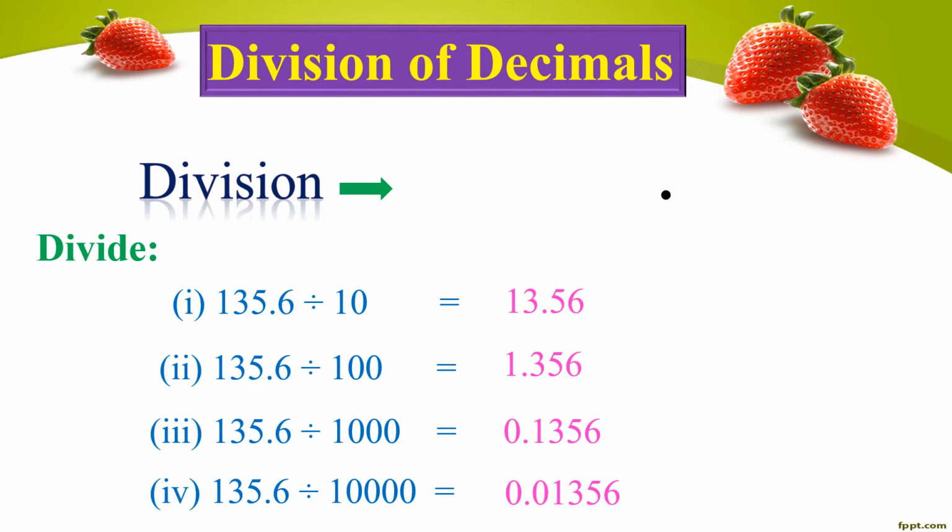Okay, students. For division, you have studied in the sums that we have to move the decimal point to the left. You have to keep it in mind. For division, we have to move the decimal point to the left. And already you know that we have to move the decimal point to the right for multiplication. So keep it in mind, students. We have to move the decimal point to the left according to the number of zeros in the divisor.